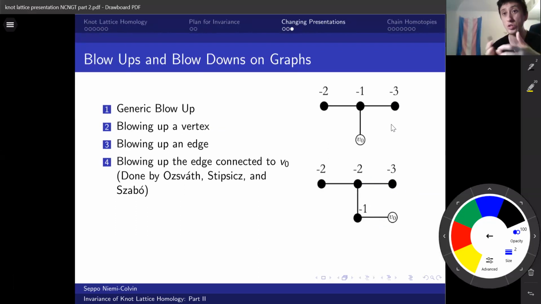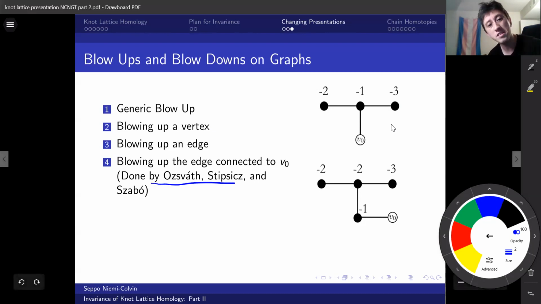Finally, we have stuff that we can do to the unweighted vertex. The main important thing being blowing up the edge connecting the unweighted vertex to the rest of the graph, shown here. This behaves sort of similarly to blowing up an edge, but also sort of similarly to blowing up a vertex. And the work to show that knot lattice homology is invariant under this move was actually done previously by Ozsváth, Lipschitz, and Szabó in their paper that introduced knot lattice homology.